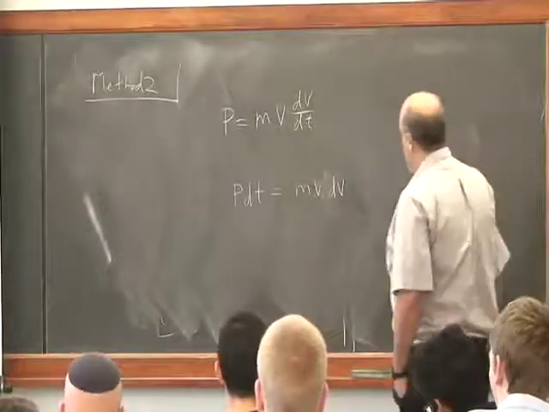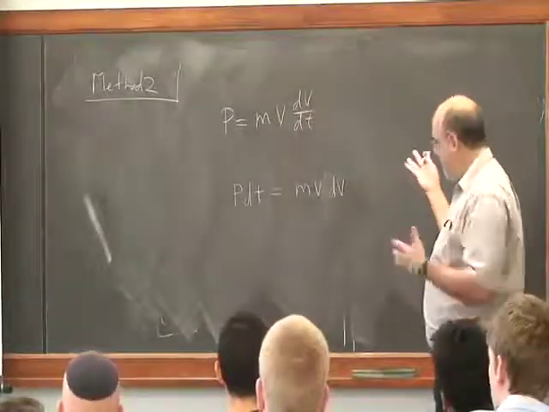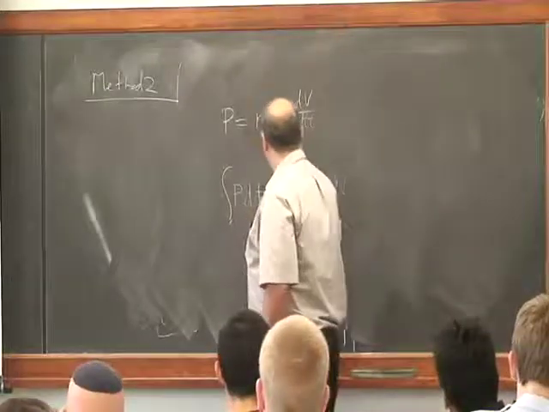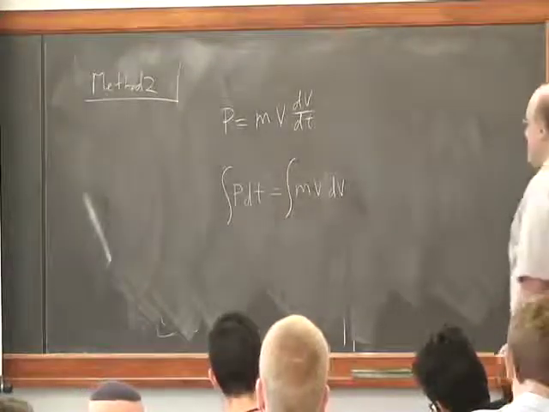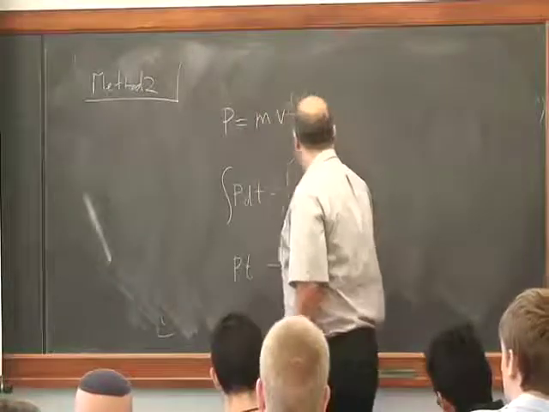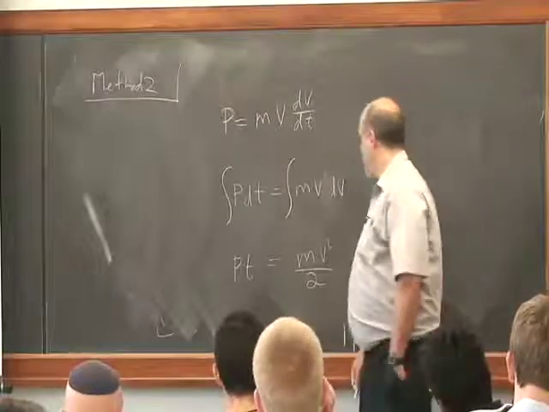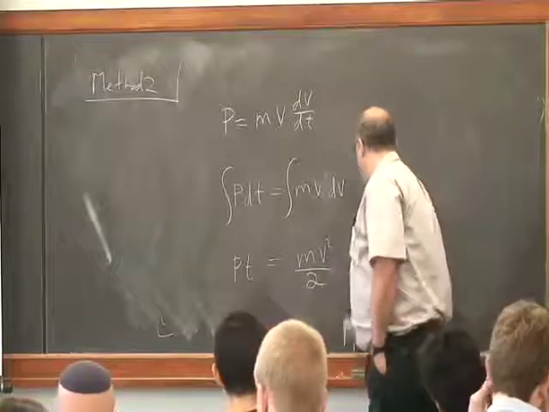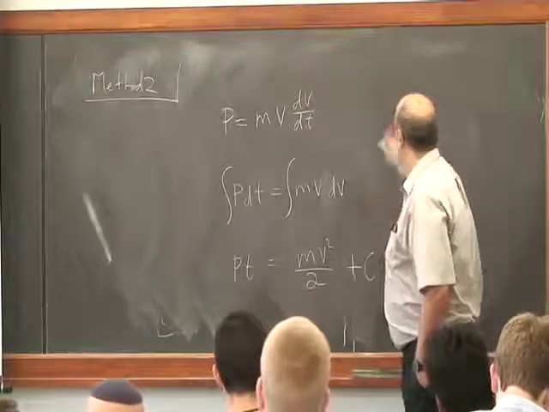But just looking at these symbols, it kind of looks like math. It would look more like math if we put an integral sign next to each of the things. And then we say, oh, I can do this integral. This one is p times t. This one is mv squared over 2. And then we have plus a constant, because when we do this integral, we're doing it as an indefinite integral. We have plus a constant.